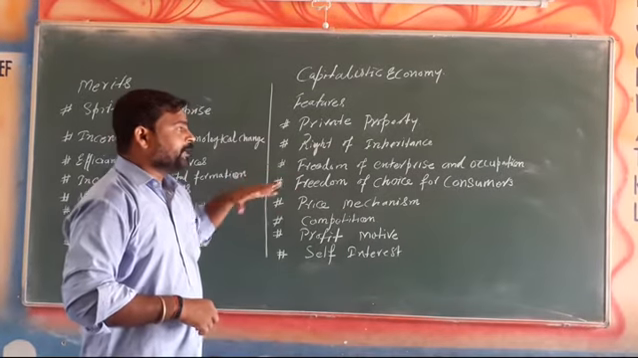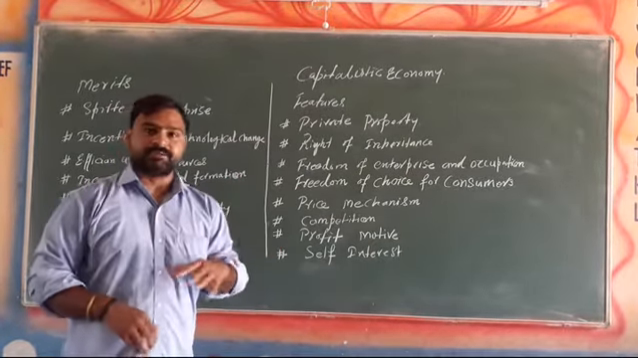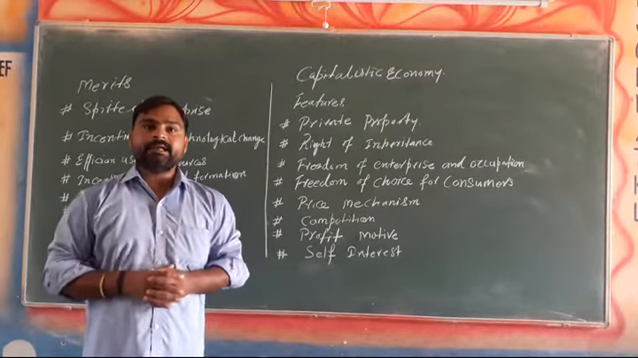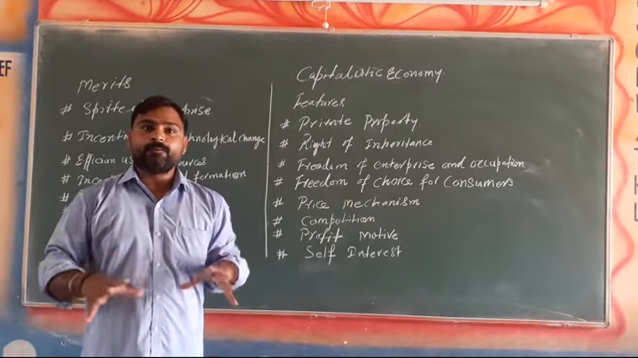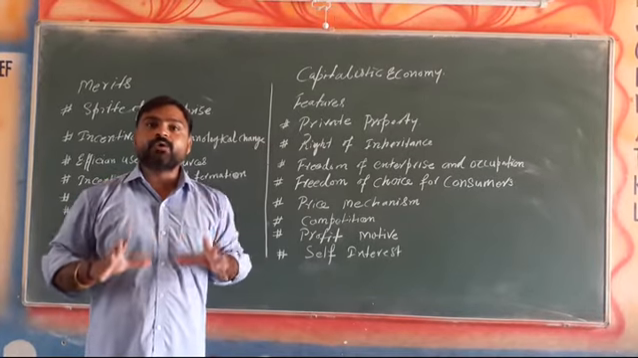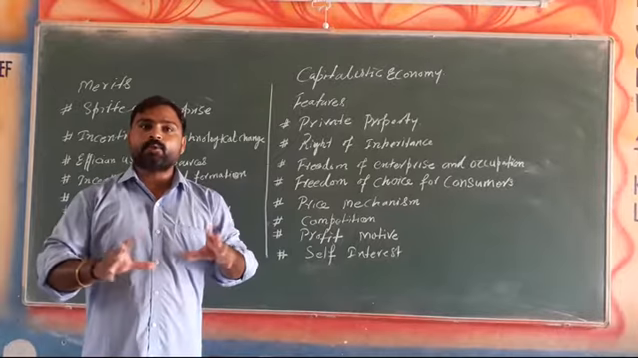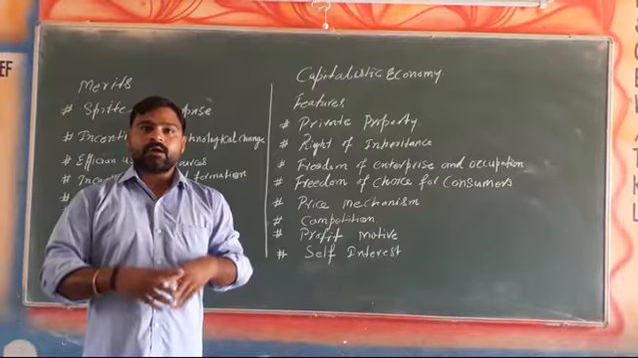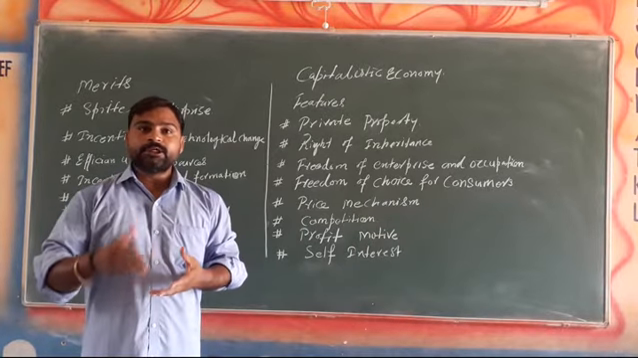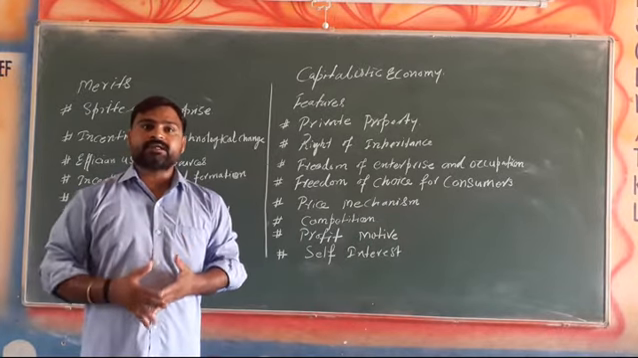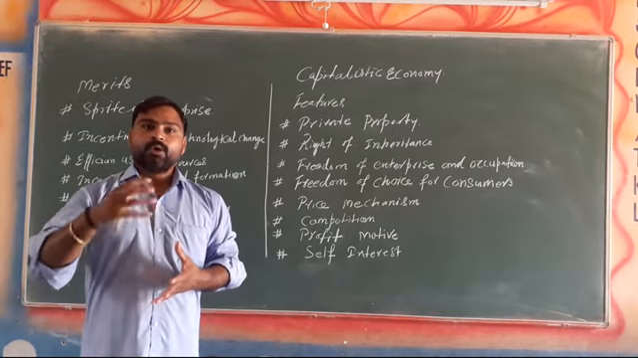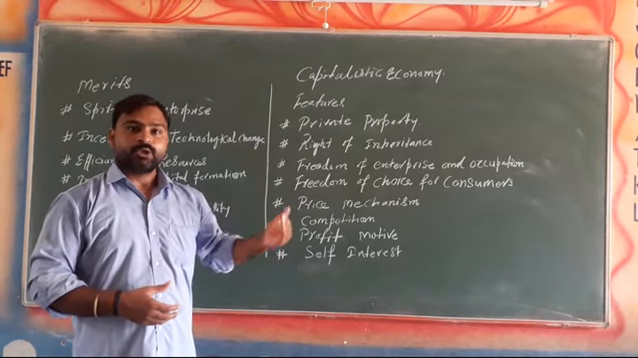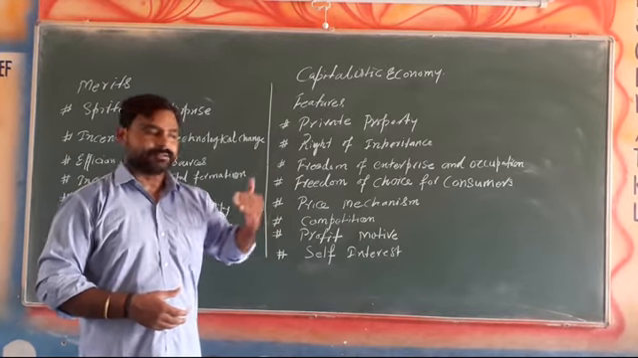Another one is freedom of enterprise and occupation. In the capitalist economy, private individuals enjoy the freedom of making economic activities, of production of goods and services. As they own all the factors of production, they can use the factors of production in their own ways, in their own method. So there is a freedom for the enterprises to enter and exit the market.